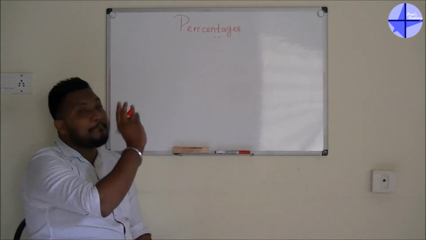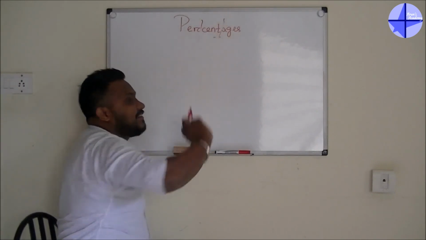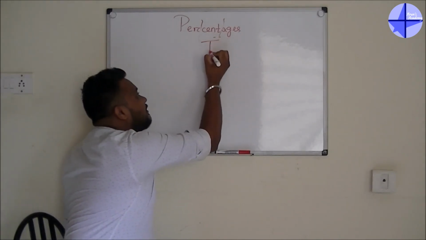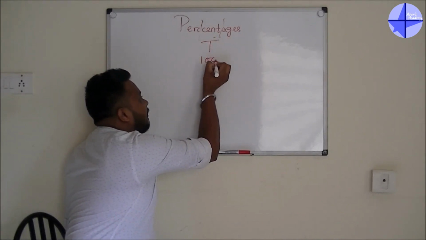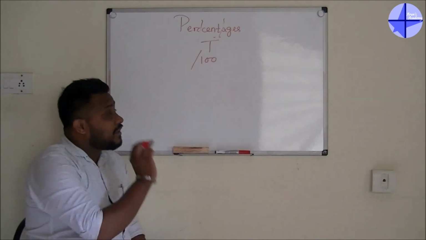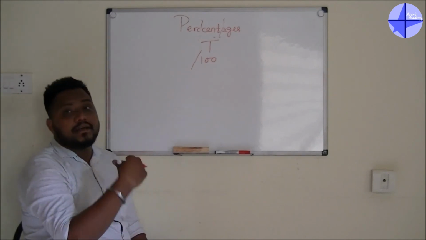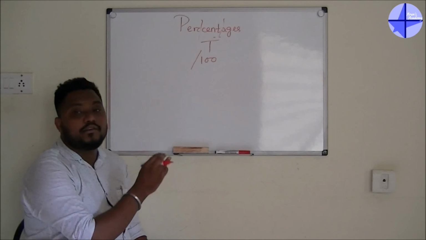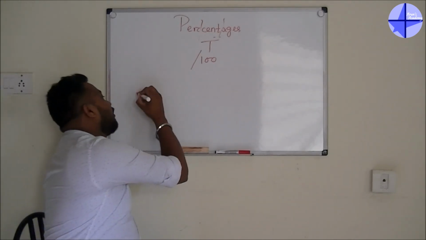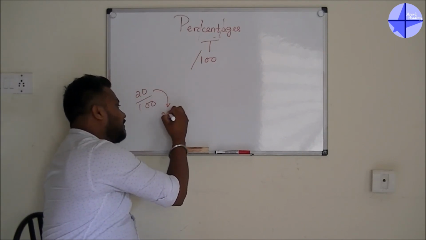Okay, guys, percentages. I can write this one as percent. So guys, what is the meaning of cent? Cent means 100. Per means divided by. Guys, it means whatever you think in terms of 100, that is your percentage. Whatever you think, if you think 20 in terms of 100, this is your 20% of 100.